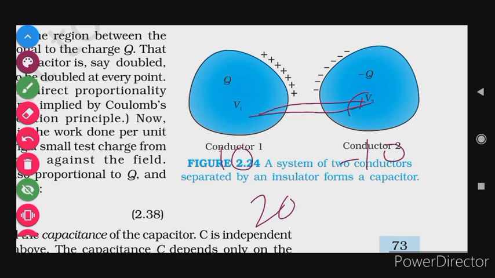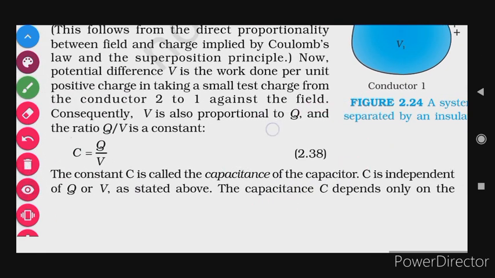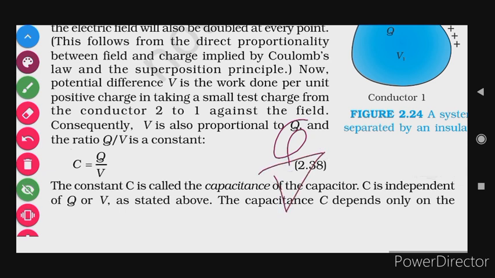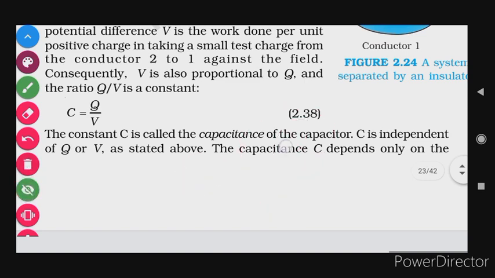then the potential difference will increase more. We have to understand that this ratio of charge to potential is always a constant, because V is proportional to Q. This constant is called capacitance. So capacitance is the ratio of charge upon potential. As we keep increasing the charge, the potential difference between the conductors keeps increasing. This is our constant, capacitance, and C is independent of Q or V. It doesn't depend on either charge or potential.